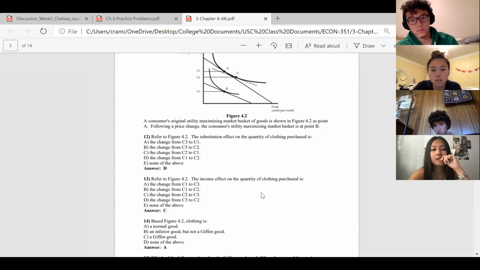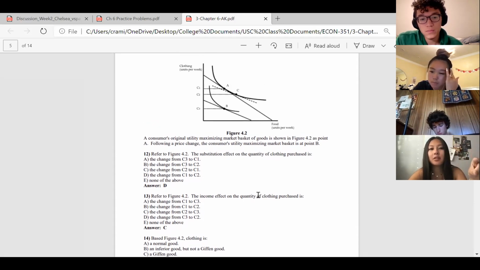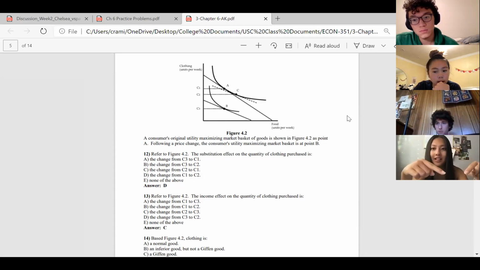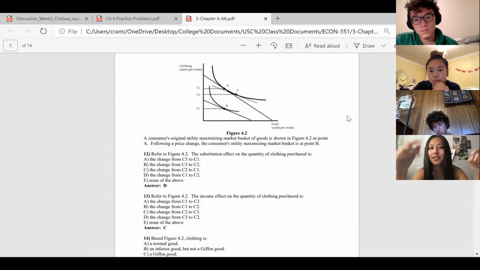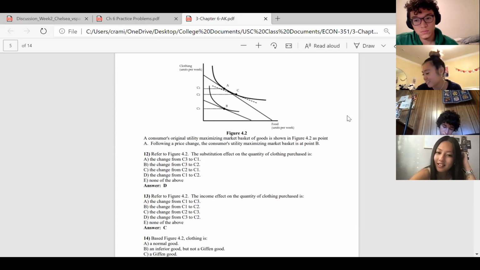Wait. It's also because, in this situation, you see how from C1 to C2, that's the substitution effect, right? Yeah. And then from C2 to C3, that's the income effect. Since we're talking about clothes here, in the substitution effect the amount of clothes decreased, right? Yeah. From C1 to C2 the amount of clothes decreases. And then from the income effect, from C2 to C3, it also decreases. So since the income effect and the substitution effect are going in the same direction, it's a normal good. Yeah. Good. Okay, thank you. No problem.